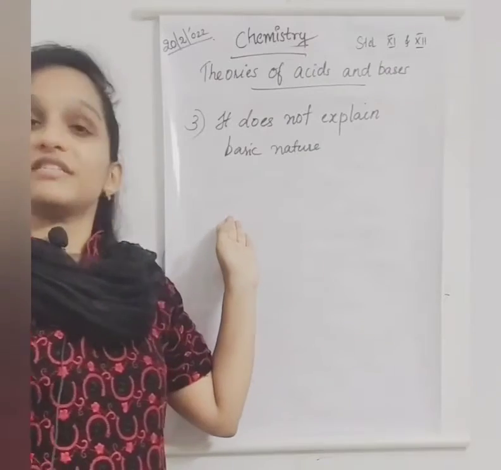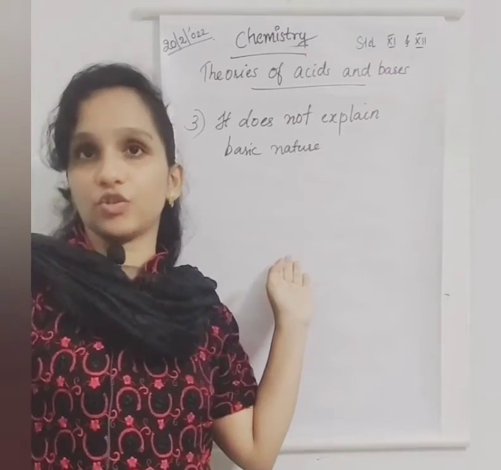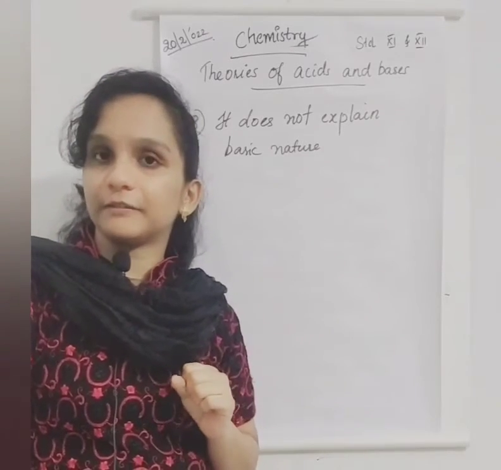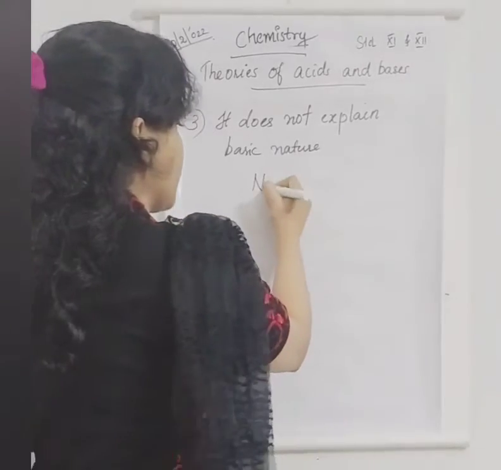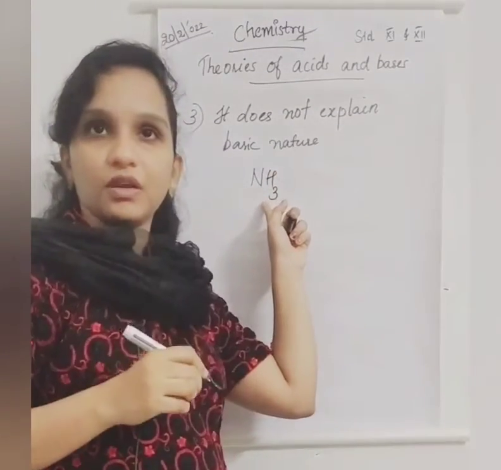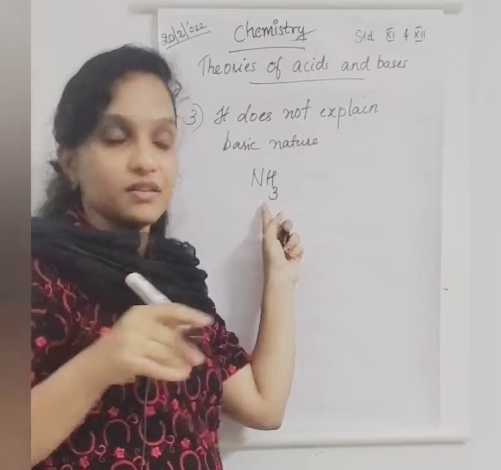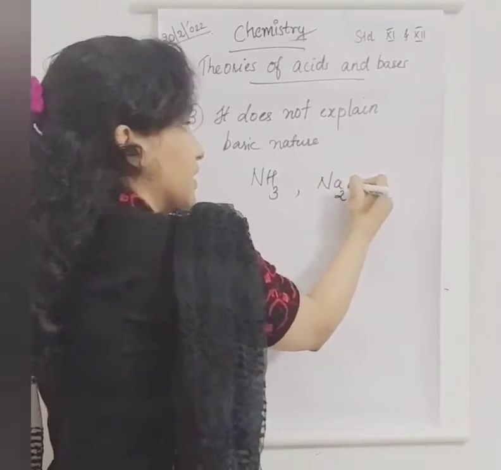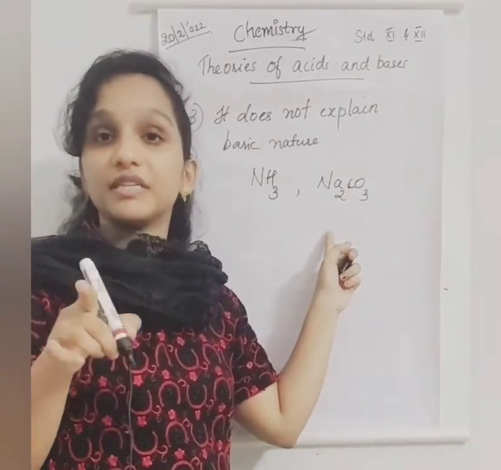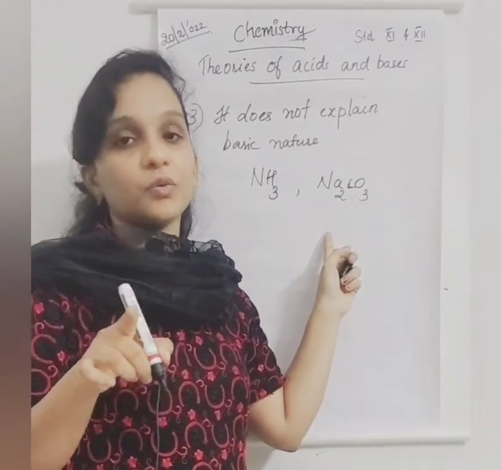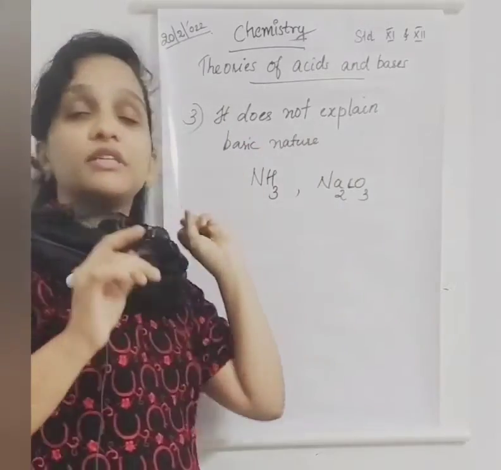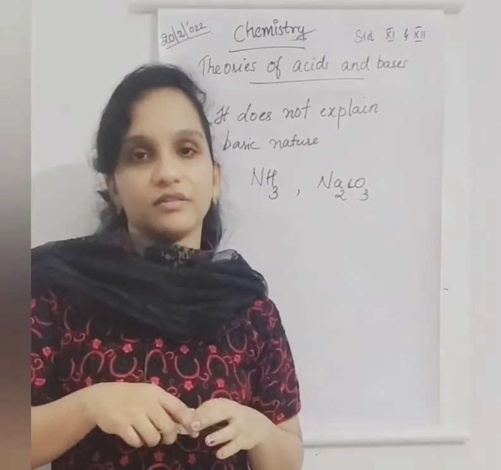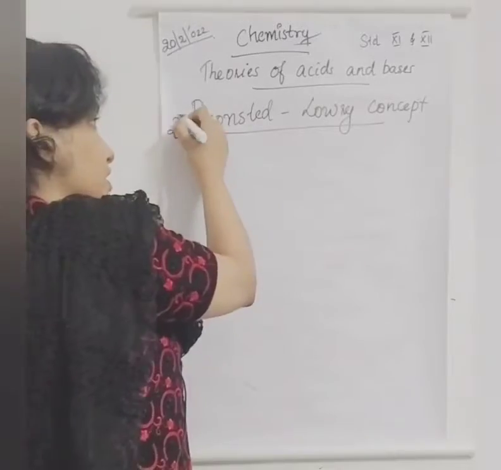So the third limitation is it does not explain the basic nature of substances which do not contain OH groups. Examples: ammonia. It doesn't contain an OH group, but still it is a base. Similarly, sodium carbonate. It does not contain an OH group, but still it is a base. So we can say these are the three limitations that led to another theory, the Bronsted-Lowry concept.